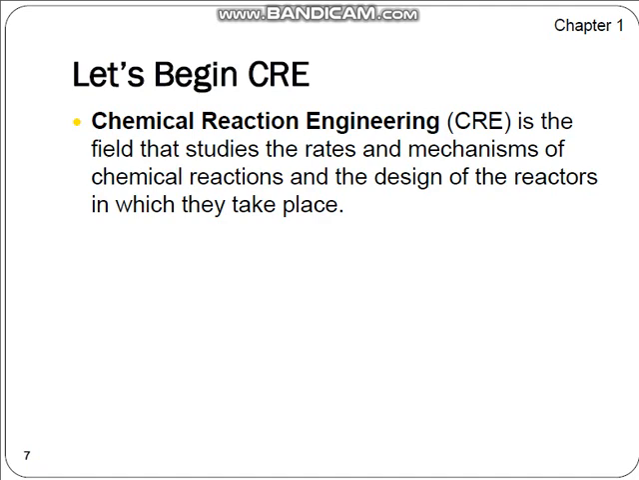If you haven't watched it, we have two parts in chemical reaction engineering: the study of the rates and mechanisms of the chemical reactions and the design of the reactor. So two parts. First we will need to know how that reaction is going to occur, its rate and mechanism, and the design of the reactor. So we need a reactor to perform that reaction as a chemical engineer.